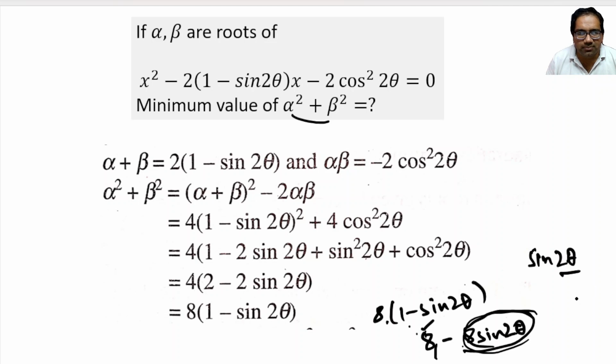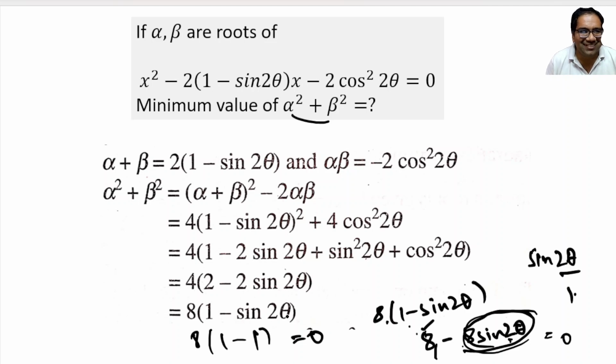When is sine 2 theta maximum? And what is the maximum value of sine 2 theta? This can become at max 1. Right? Max of sine 2 theta is equal to 1. What does that mean? 8 times (1 minus 1) is the minimum value. That means 0 is the minimum value. 8 sine 2 theta can at max become 8. So 8 minus 8 can at max become 0. It cannot be lesser than 0 because 8 sine 2 theta at max can become 8. It can be lesser than 8 also. Right?